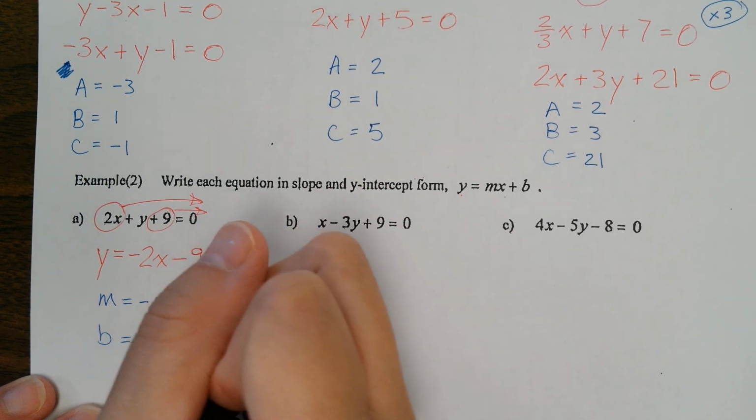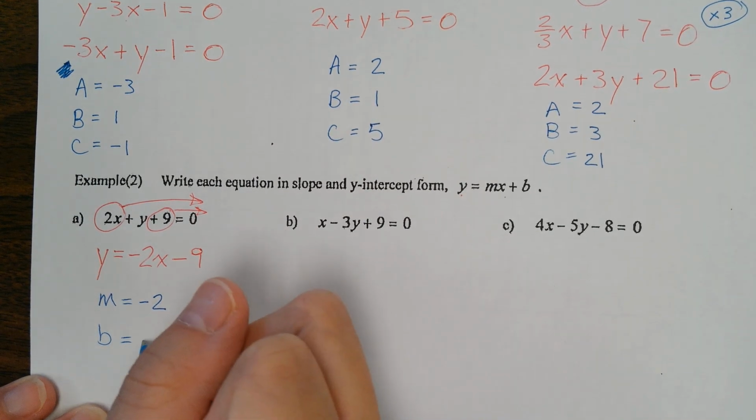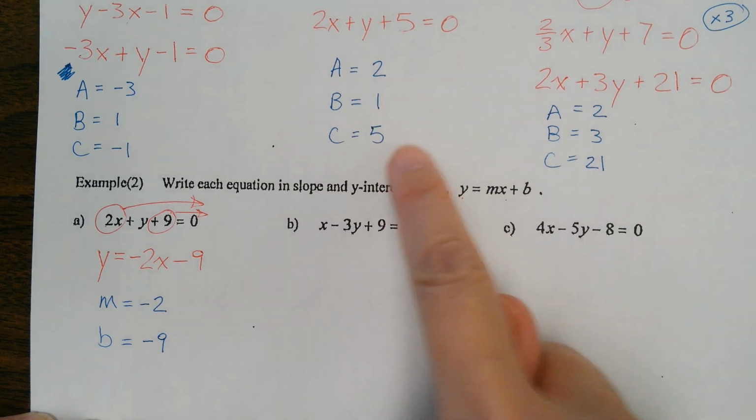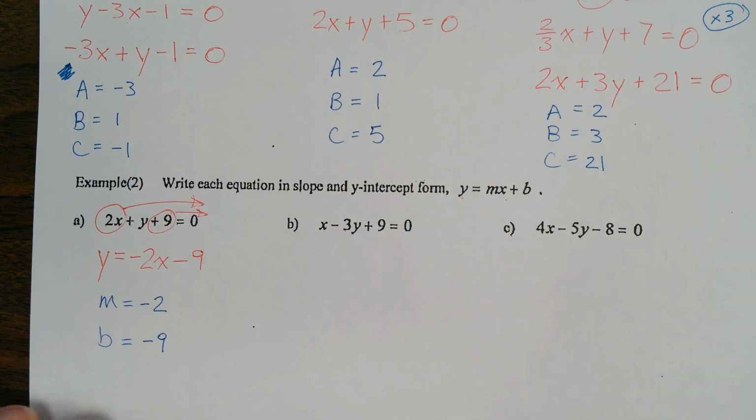M is -2, good. And b is? -9, good job. Remember, your slope is a measure of steepness. So -2 is the measure of steepness here, not -2x. Remember your slope, there's no x. It's just a number. Just like ABC right here. It was just a number.